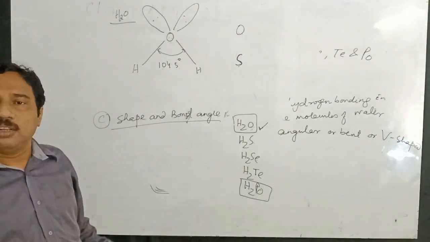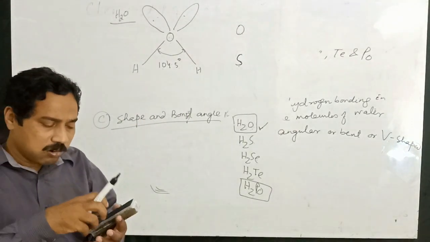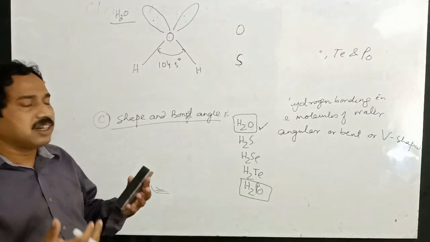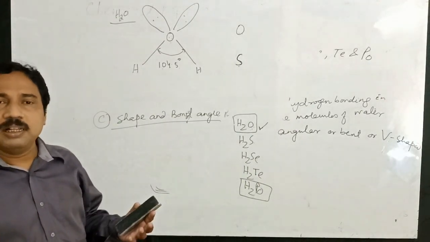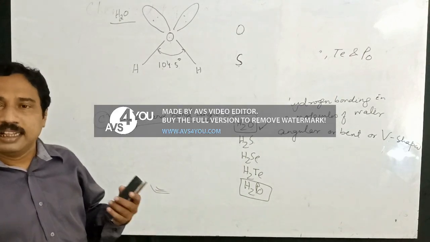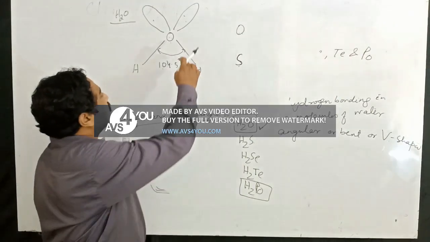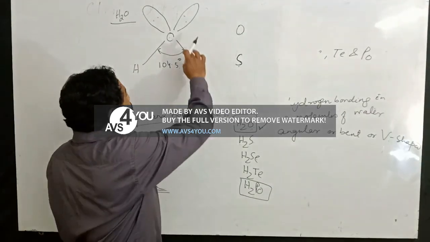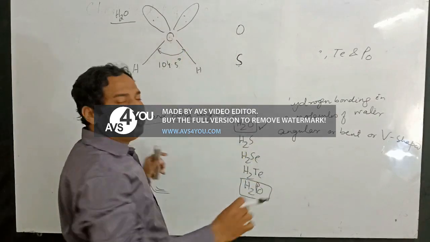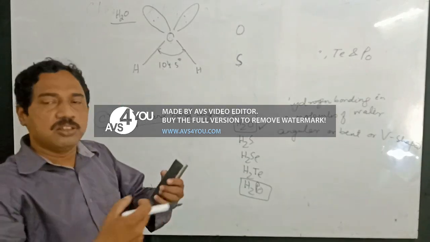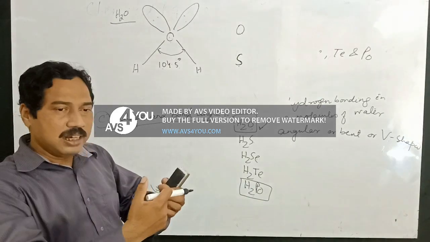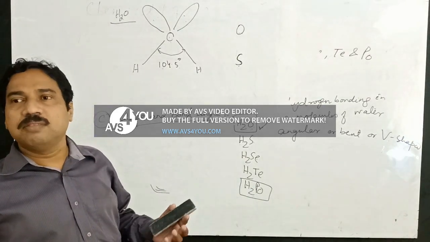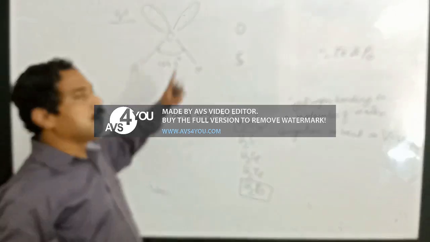If the attracting power or electronegativity value of the central atom decreases, its attraction towards the bond pair of electrons decreases, so the bond pair moves away from the central atom. The bond pair gradually moves away from the central atom due to the less attraction between the central atom and the bond pair.